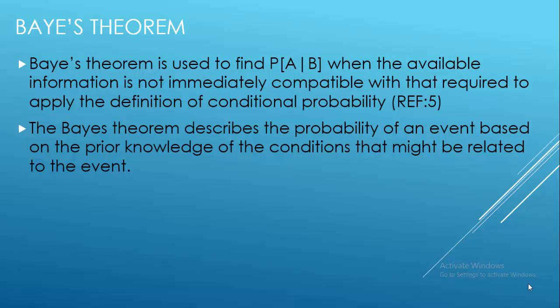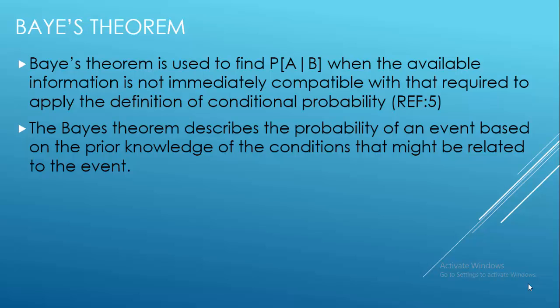Now our topic is Bayes' theorem. So first we'll go through the definition and then we will try to understand what Bayes' theorem is and where and how it is applied using some examples. So Bayes' theorem is used to find probability of A given B when the available information is not immediately compatible with that required to apply the definition of conditional probability.